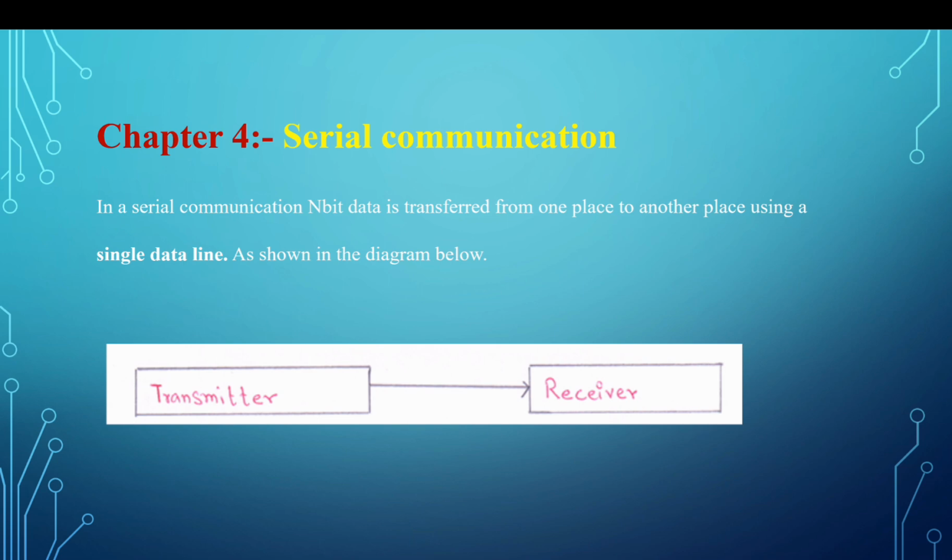If 8 bits are supposed to be transferred, then 8 conductors are required. So if the number of bits increases, the number of conductors will increase. However, in serial communication, the number of data lines remains one irrespective of the size of data. This is the biggest advantage, and that is why serial communication has taken over parallel communication. It reduces the size of the hardware.